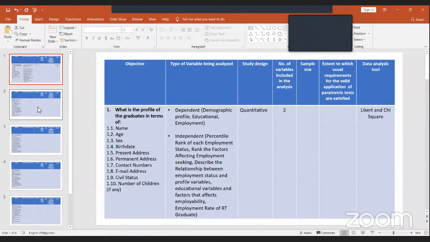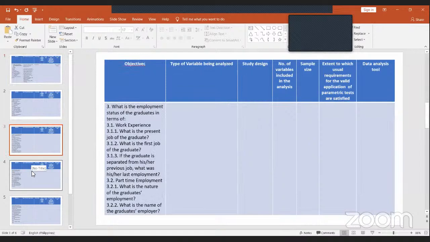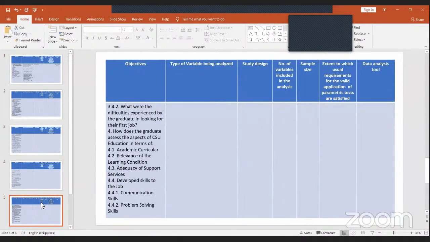Okay? So yun, alisin ang Likert, alisin ang chi-square. Saan ka magla-Likert? Bakit ka magla-Likert? Dun sa assessment, ma'am, dun sa objective number 4, yung sa CSU education. Yes, ma'am. Number 4, ma'am, is we ask the graduates to assess the aspects of CSU po in terms of the academic curricular, wherein yung mga subjects po ito, ma'am.